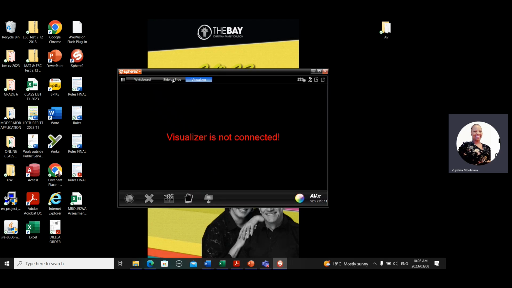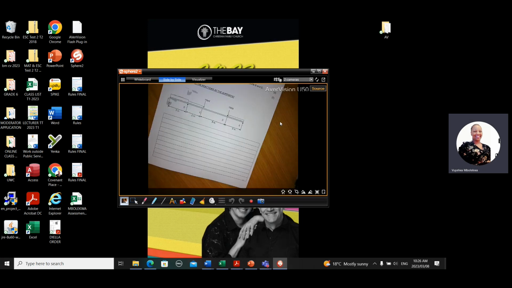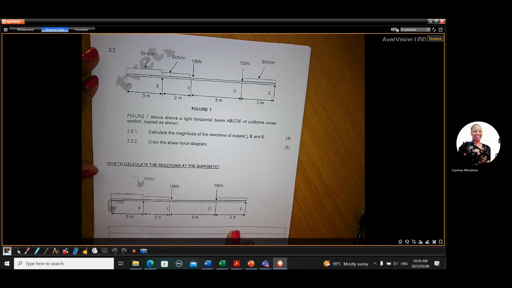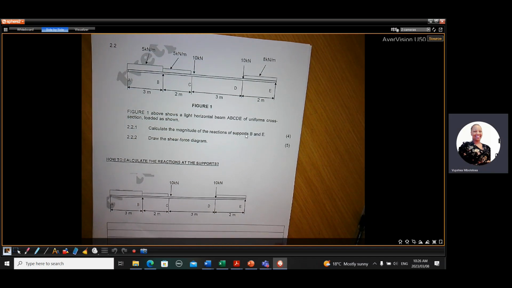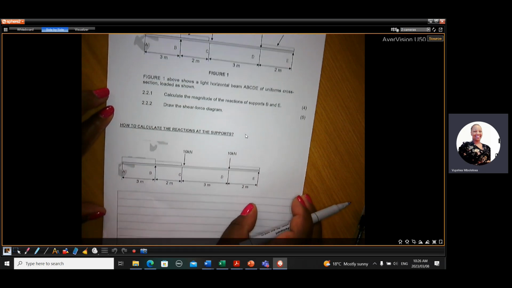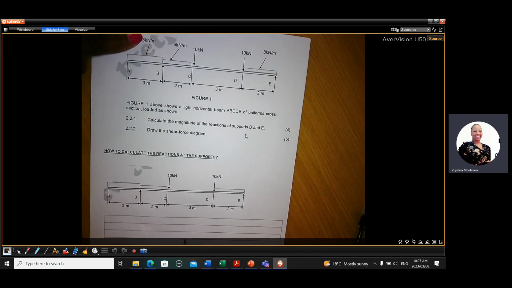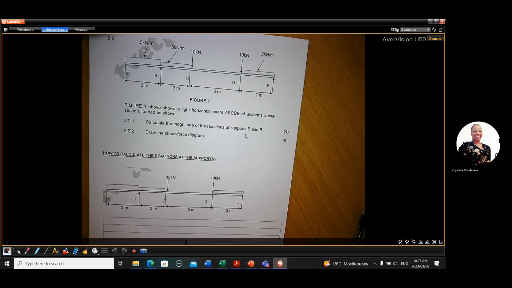Let me just switch on here. Let's make it bigger. So I've got the question as it was showing on that question paper. So as the notes were saying, the first thing we do, we change the UDLs into point loads. We first convert them to loads.